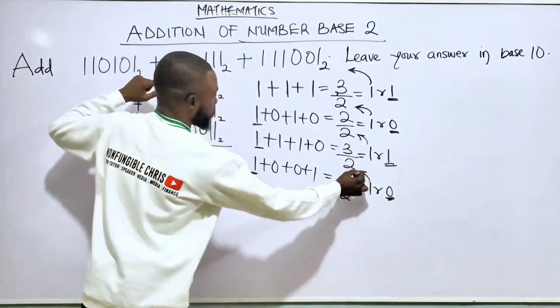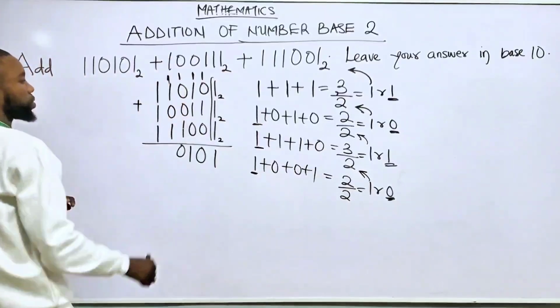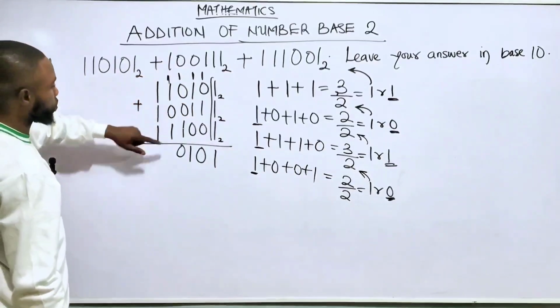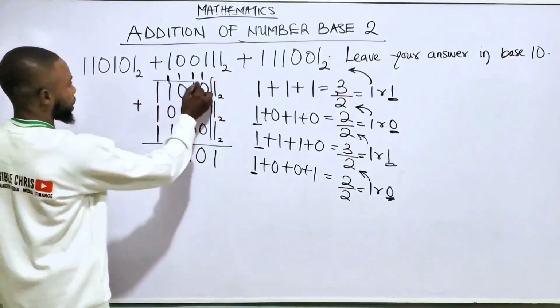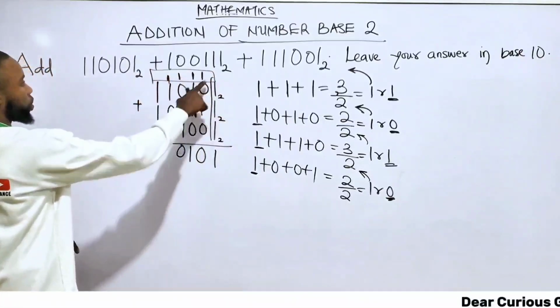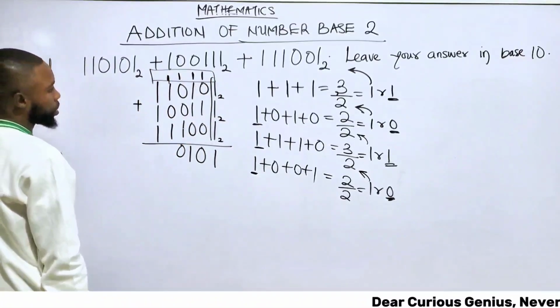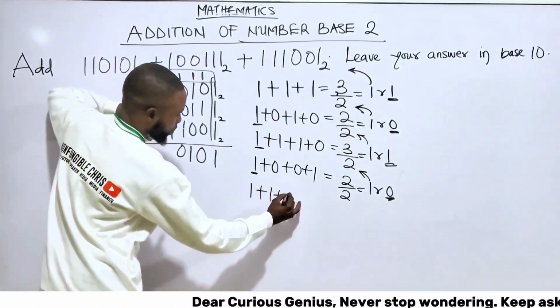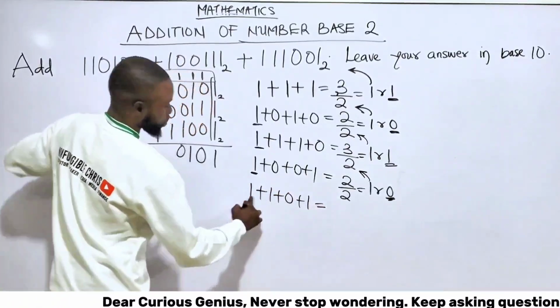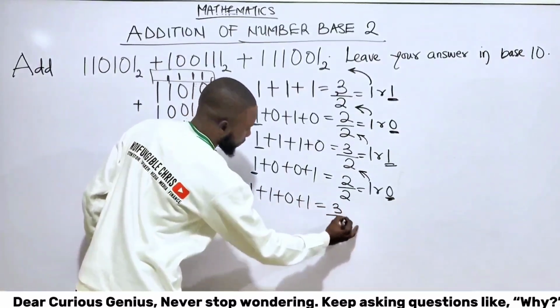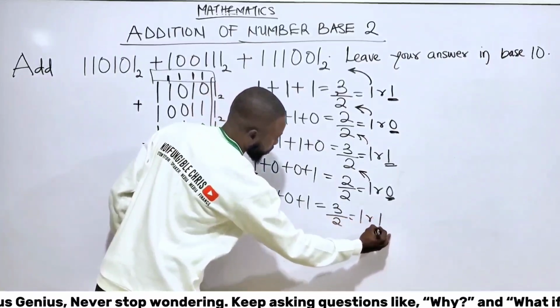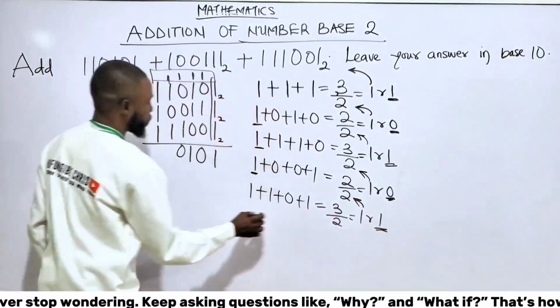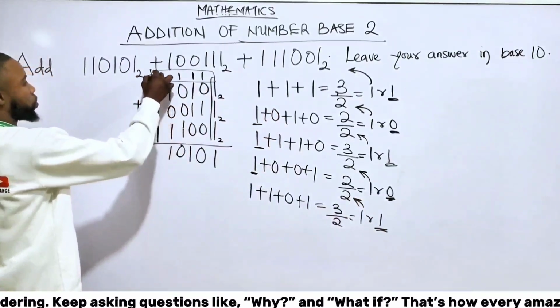I'll move our 1 over to here. That gives us 1 plus 1 plus 0 plus 1. Remember I said all of these are carried. So we have 1 plus 1 plus 0 plus 1. That gives us what? 3. 3 divided by 2 is 1 and then 1. So fix 1 and carry 1 over to this place.